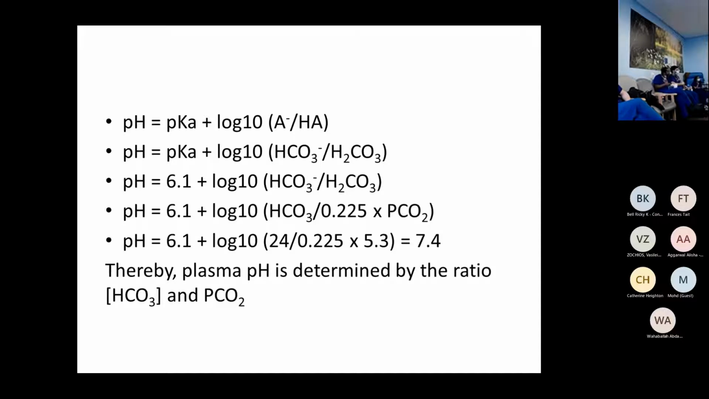0.225 is what I'm looking for. The dissolving factor. That's not quite the right word, is it? You know what I'm trying to say. It's the absorption coefficient of CO2 into water. And what you find is if you plug the numbers in with the PCO2 of 5.3, a bicarbonate of 24, and with a known pKa, you get a pH of 6.4.